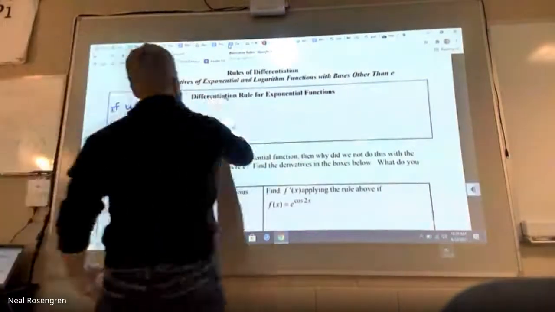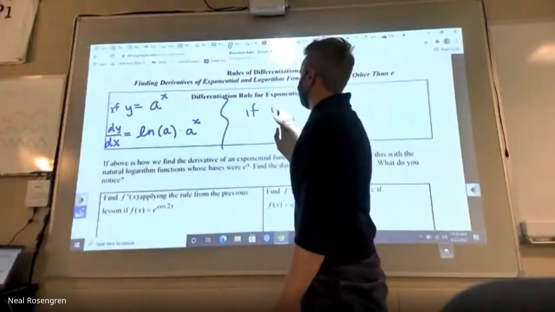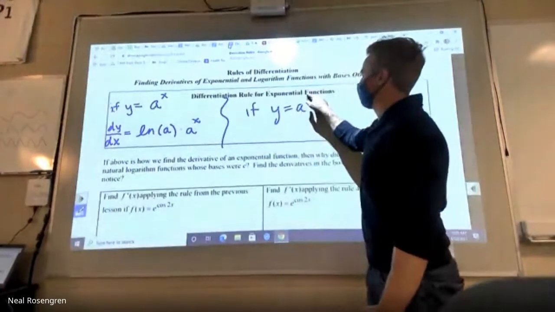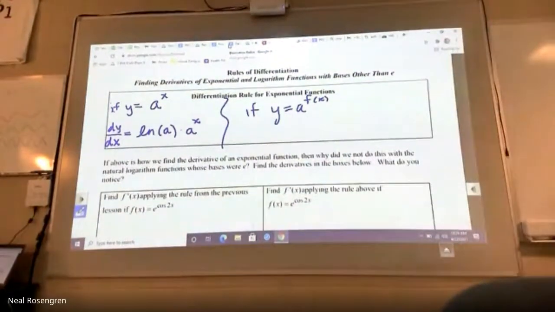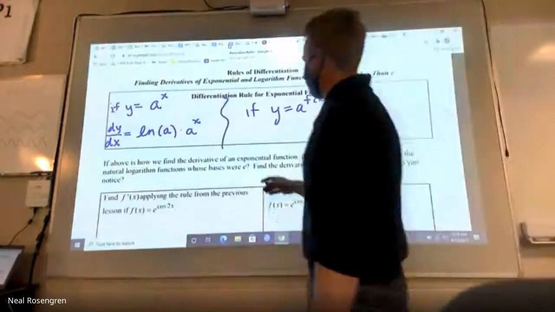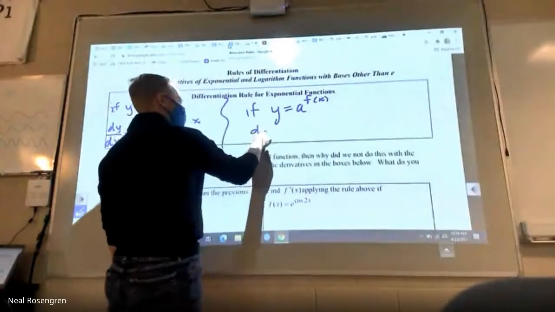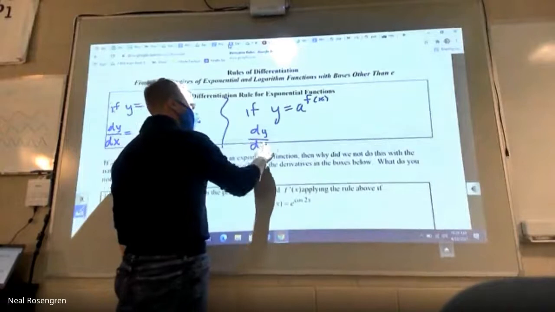Okay. If it was a little more than that, right, a to a function of x, so if that exponent is more than x, you're going to see it's going to be really, really close to e to the f of x, which was e to the f of x, right? Leave the original function the same and then multiply by the derivative of that exponent. We just need a little extra piece.